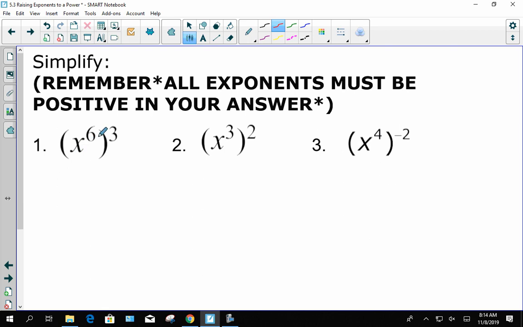This is x to the 6th raised to the 3rd. This is actually x to the 18th power. There it is. Go ahead and do 2 and 3. I'm going to pause this while you do 2 and 3.